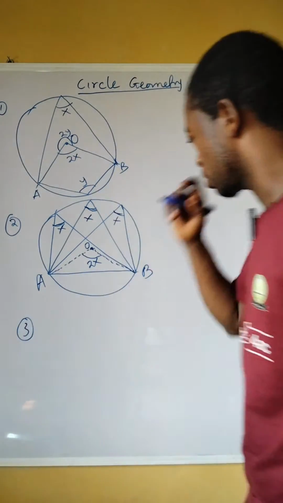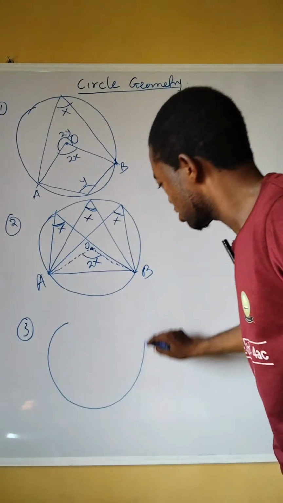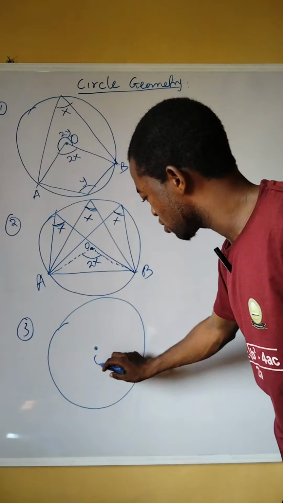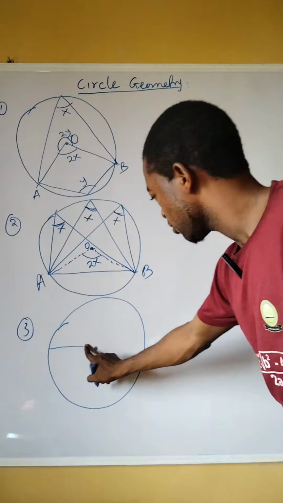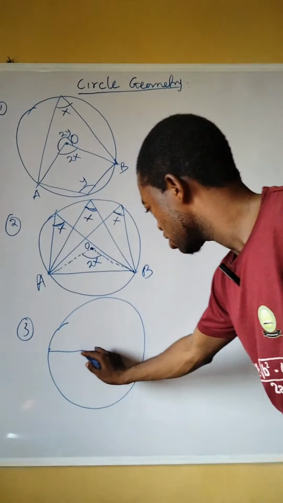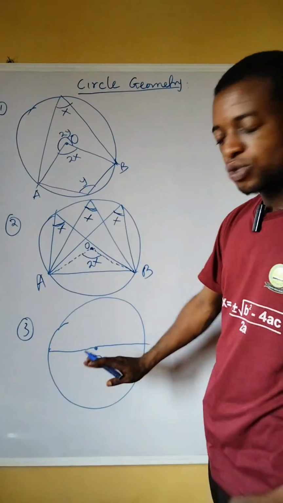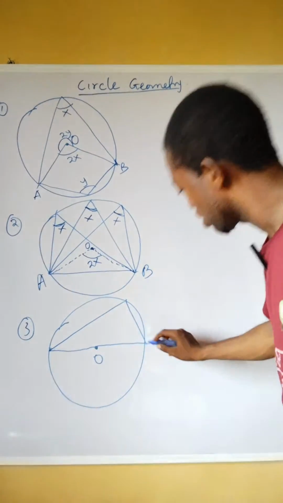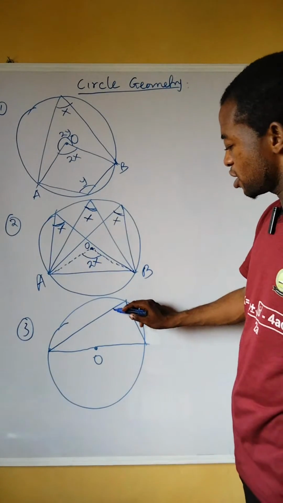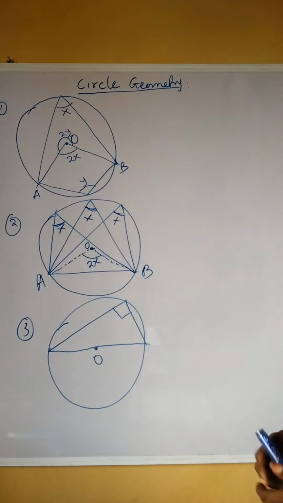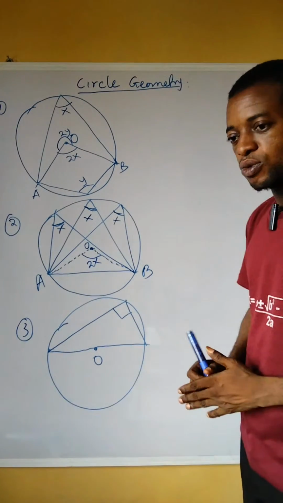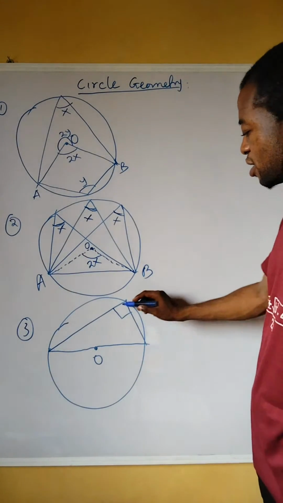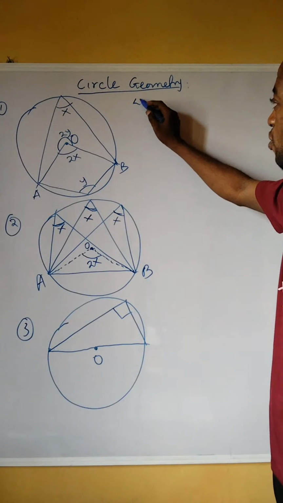We also have another one here, which says the angle in a semicircle is a right angle. We have the center of a circle O, then the diameter passing through the center. The diameter divides the circle into 2 equal halves. The angle obtained by this diameter is 90 degrees. So that's the theorem: the angle in a semicircle, in other words the angle subtended by a diameter, is a right angle.